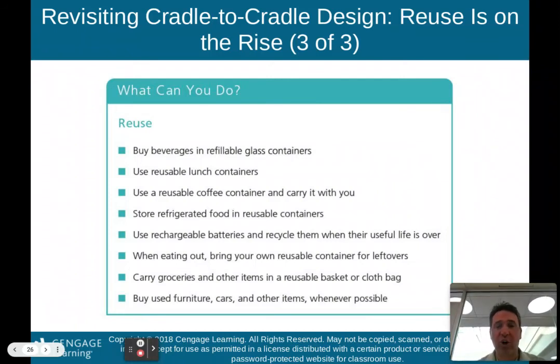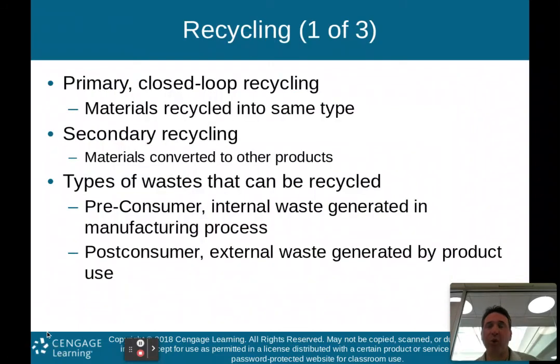Buy used furniture, cars, and other items whenever possible. I don't know about the furniture, but I haven't bought a new car myself in years. I buy them used because not only do you get them at about half price, but you can only get them a couple of years old. So again, things that you can do to help reuse, and that can obviously decrease the amount of solid waste.